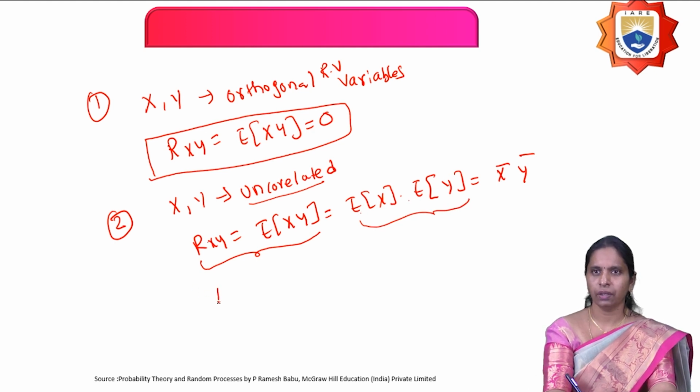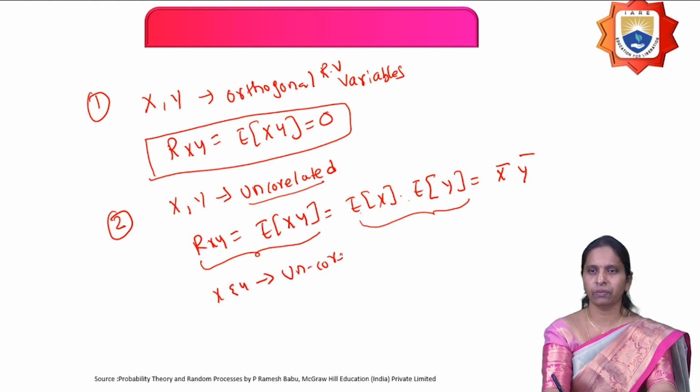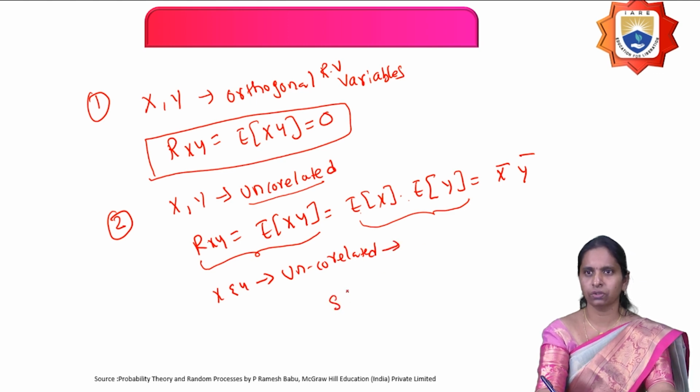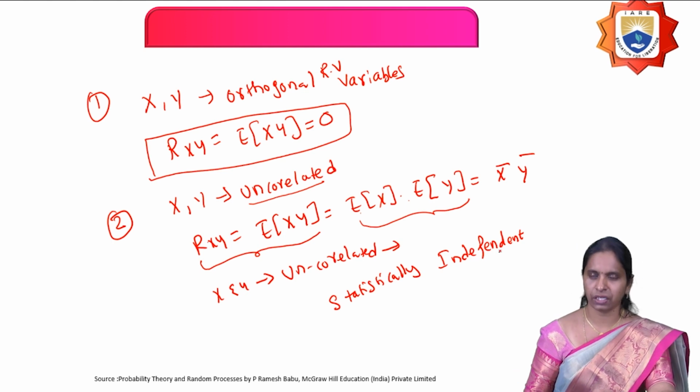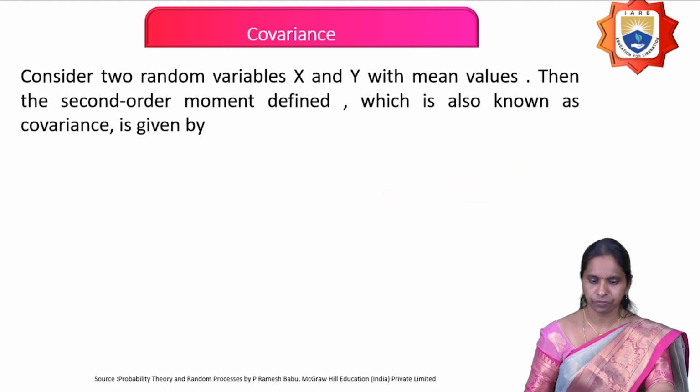So, if x and y are uncorrelated, then you can say that they are also statistically independent random variables. So, these are some special cases of correlation.